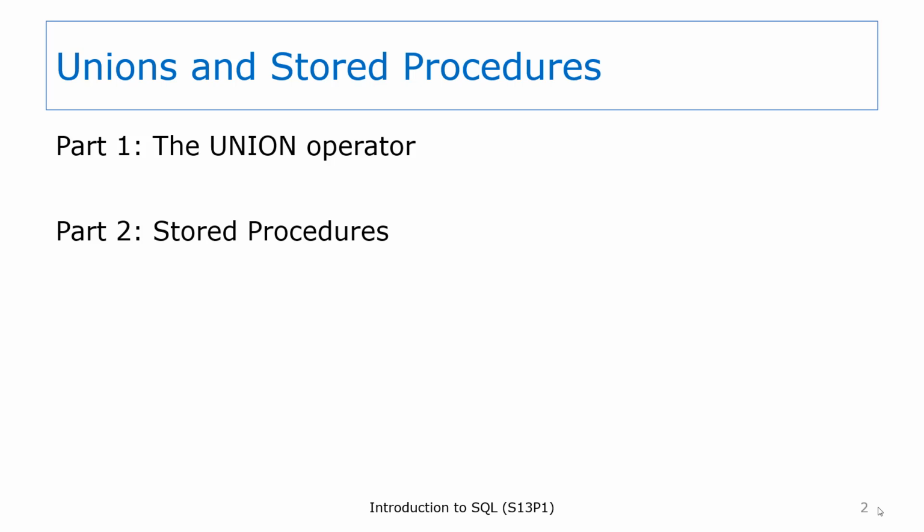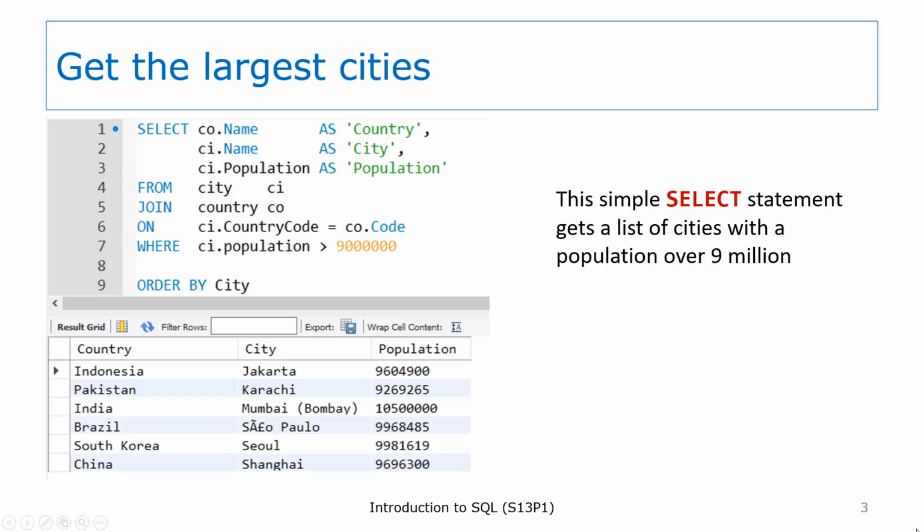In this session, we will look at two different topics. In this video, we will look at the union operator. Using the union operator, you can combine results from one or more select statements. In Part 2, we'll learn about how you can create and work with stored procedures. To get started, we'll look at two simple select statements.